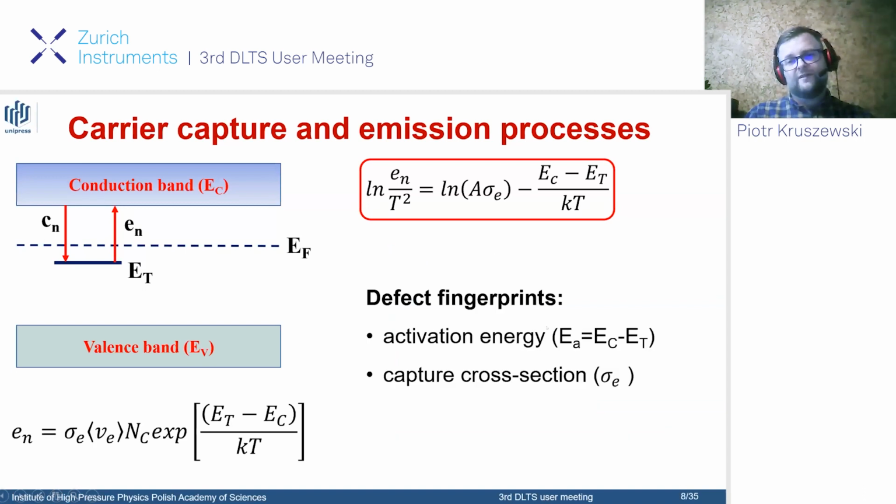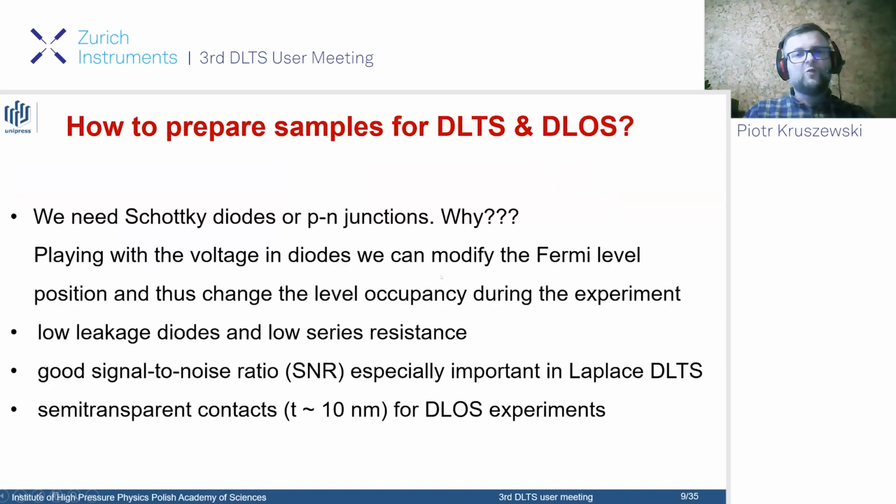Both of those parameters are the defect fingerprints which scientists publish in papers and compare between their works. So these are the fundamental parameters which should be obtained from DLTS. How to prepare our samples for DLTS and DLOS as well.